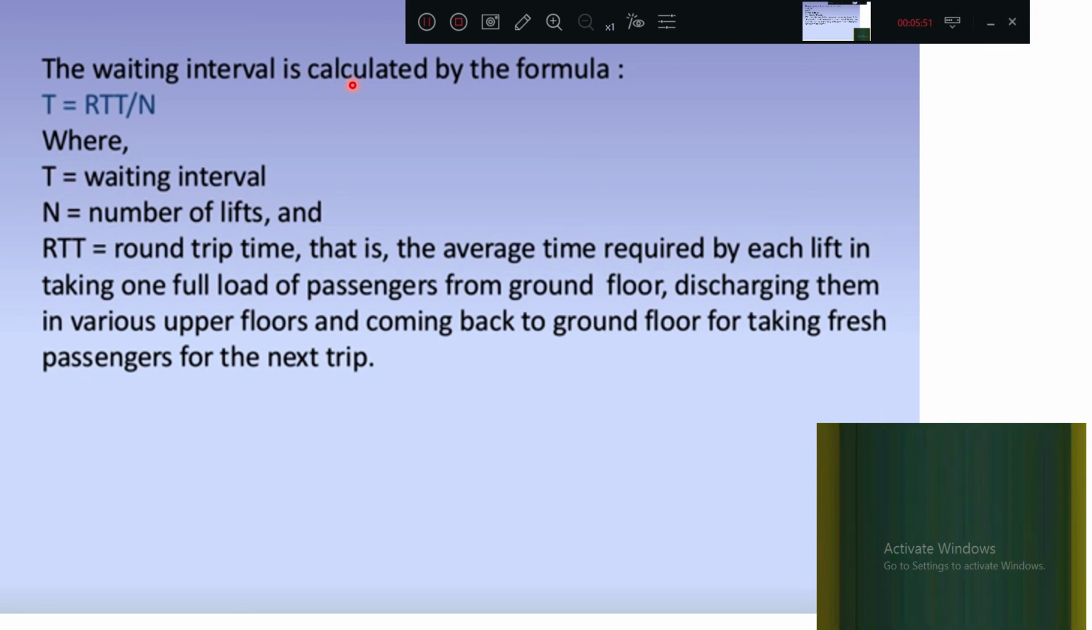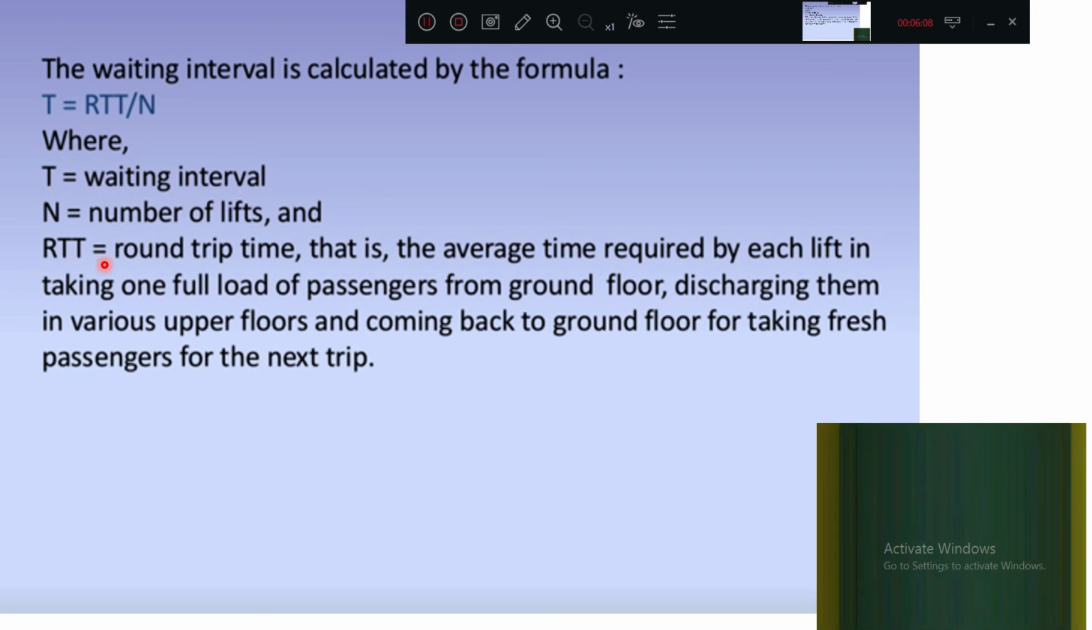Waiting interval is calculated by the formula T equal to RTT divided by N. What is this RTT? It is the round trip time. What is T? Waiting interval. What is N? Number of lifts. Okay, this is the equation.